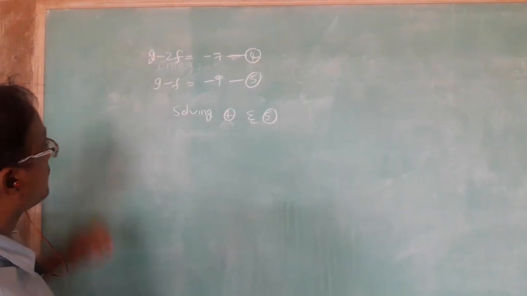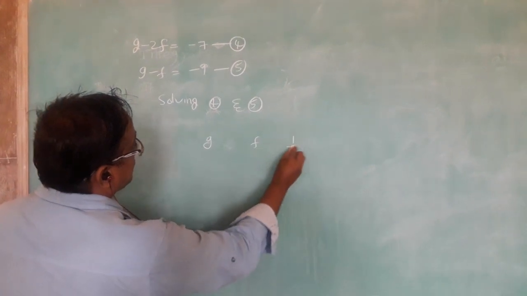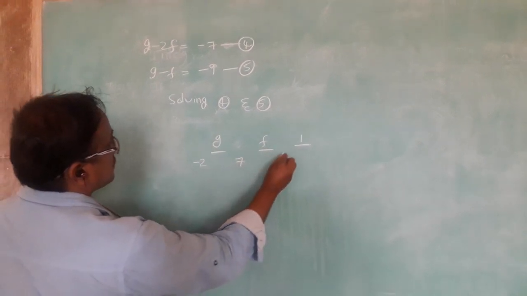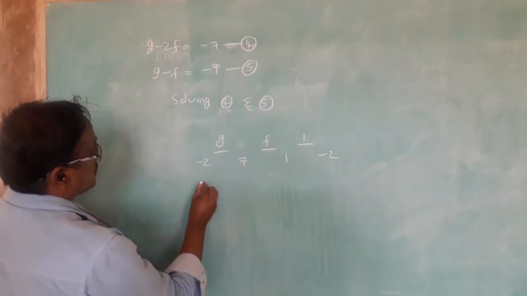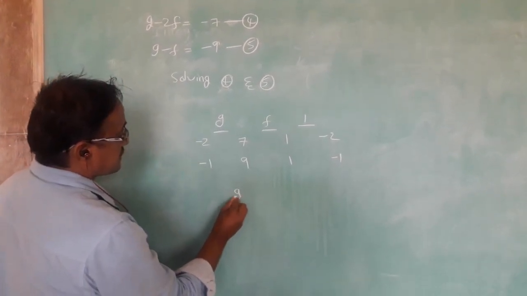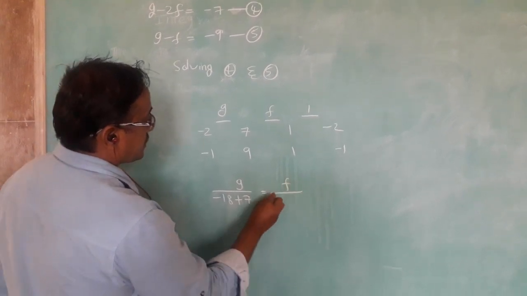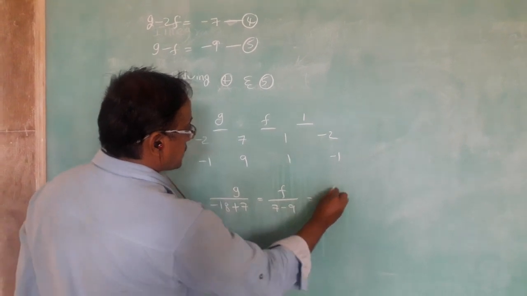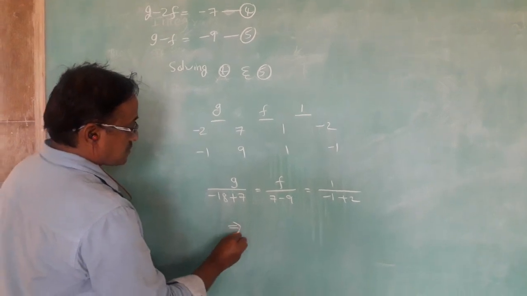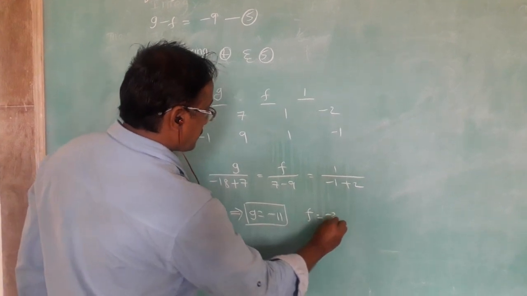So solving 4 and 5 by using the cross multiplication rule. You will get g by minus 18 plus 7 is equal to f by 7 minus 9 is equal to 1 by minus 1 plus 2. So g is equal to minus 11, f is equal to minus 2.